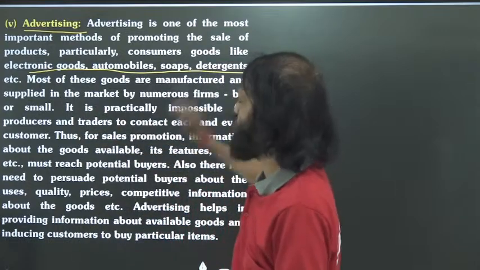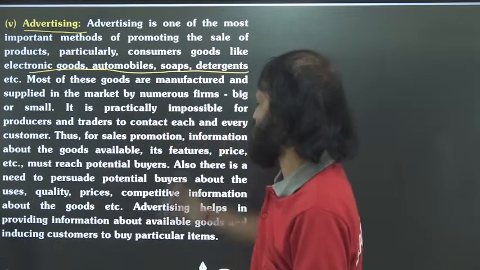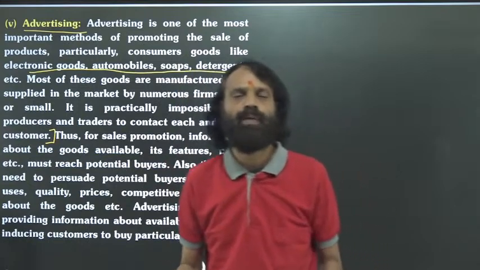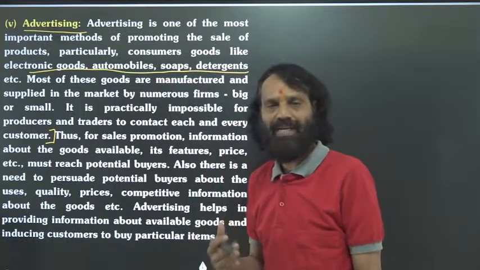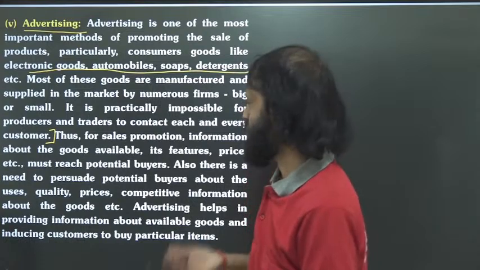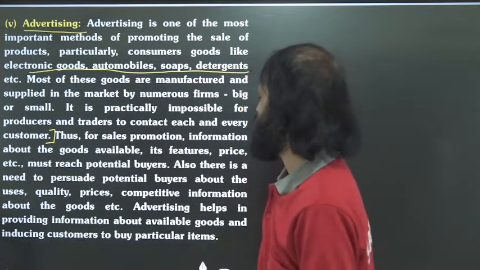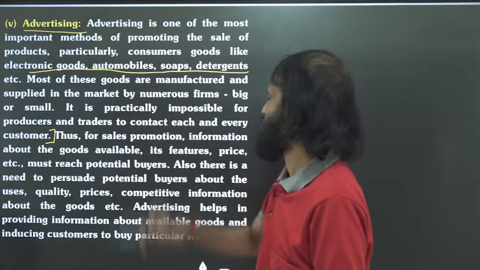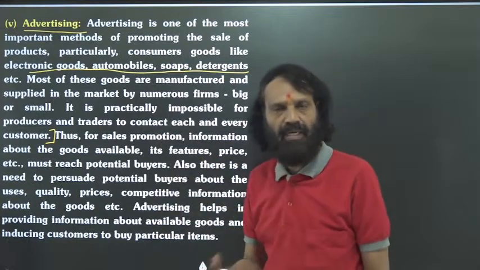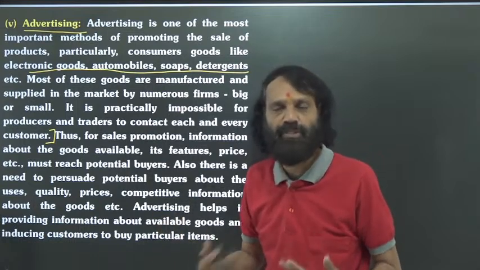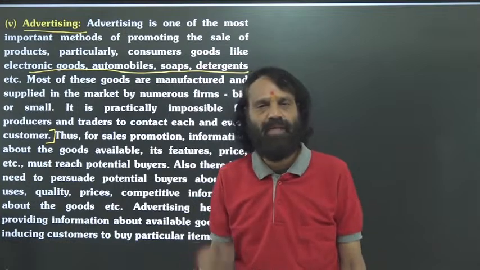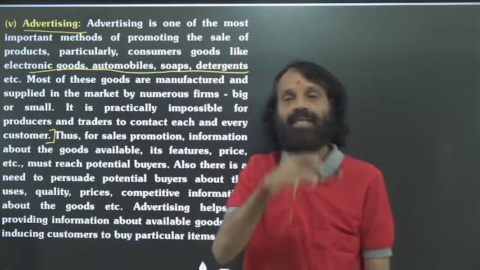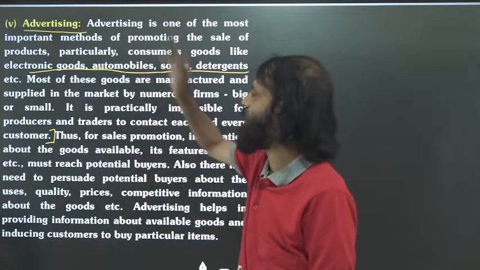It is practically impossible for producers and traders to contact each and every customer. So what is happening when the advertisement is taking place, millions of people will watch it and they come to know the products' availability in the market. If better products are available in the market, they will come to know. That is why, for sales promotion, information about the goods' availability, features, price, etc. must reach potential buyers. Buyers means we are all buyers, we are all consumers. We want to consume products every day. We want to know the products' availability in the market, what kinds of products and the various types of products in the market must be known by the consumers. That is the importance of advertising.